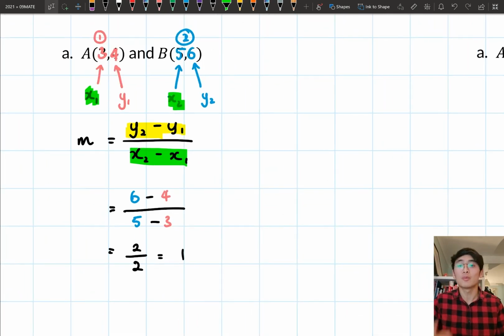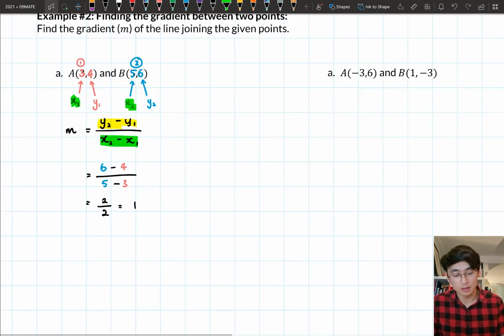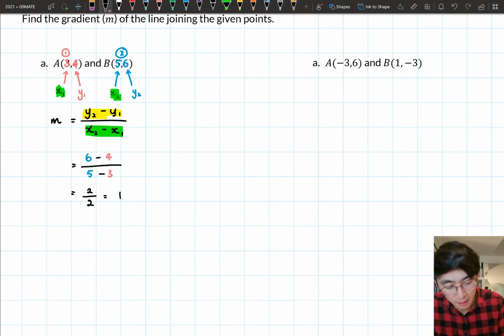The steps that we did, we want to label our first point, label our second point, substitute our values in, and then simplify. So those are the 4 steps we're going to follow. We're going to do those exact same 4 steps in my second question here. So this one here used to be B, but I moved it and now it's renamed itself.